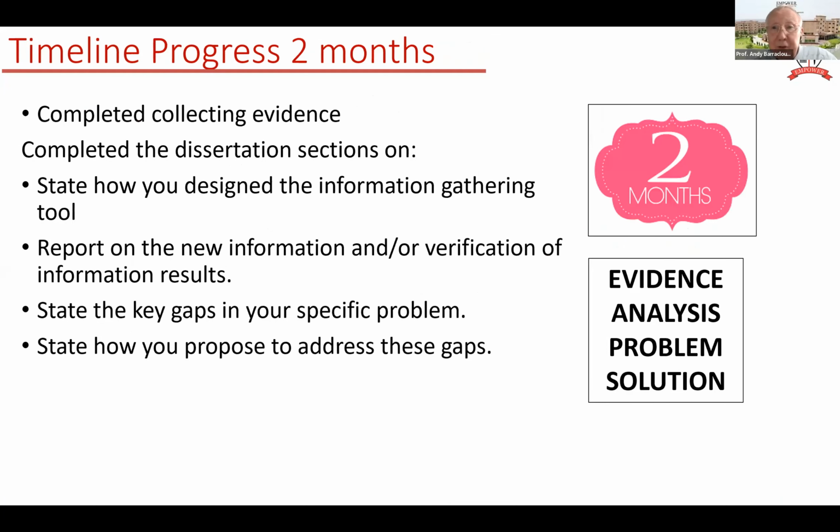By the end of month 2, you should have completed collecting the evidence, a survey, either of counting boxes and commodities or of consulting people, how you designed the information gathering tool, and reporting the new information, the gaps. I went out to collect this, but I still have a gap, that's okay. We can't always foresee everything. How are you going to address the gaps? So by the end of month 2, the dissertation is largely complete now.